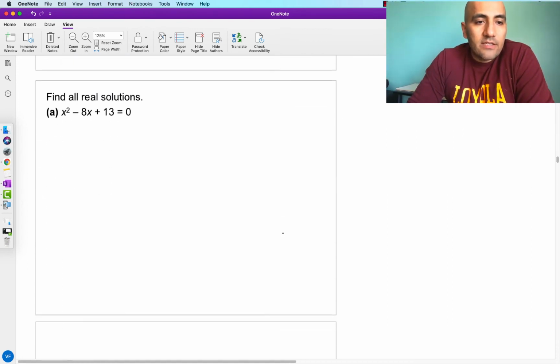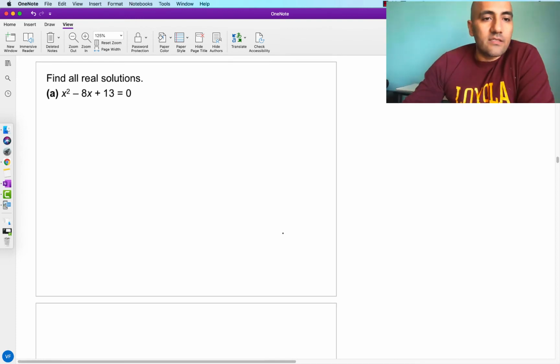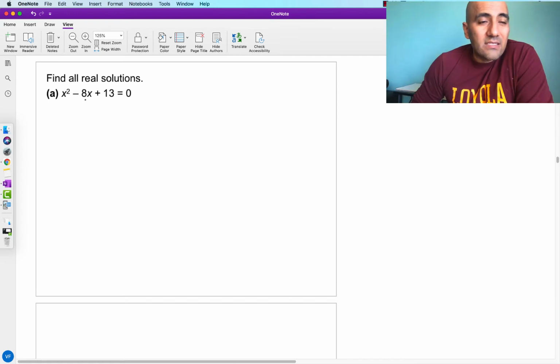All right, let's try this process one more time. Let's say we wanted to solve this. Again, the first thing you would do is try and factor it nicely. Are there two numbers that multiply to 13 but add to -8? I think pretty quickly you realize that that's not going to work out very well. Okay, so then we need to try to complete the square.